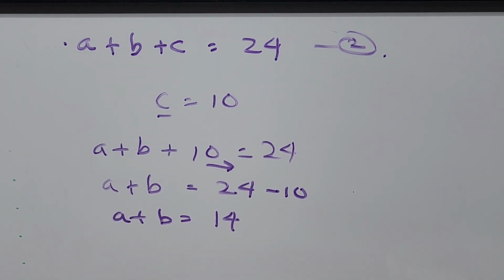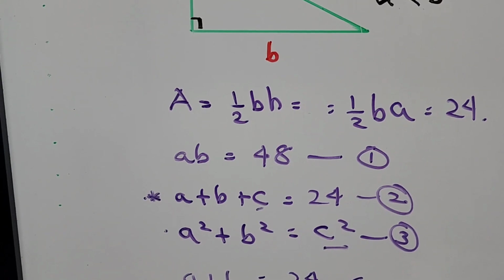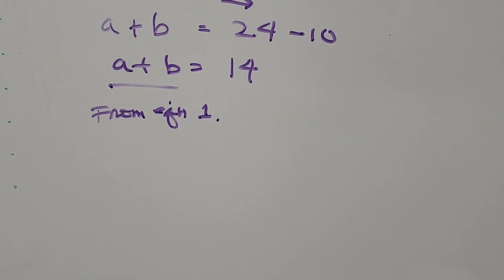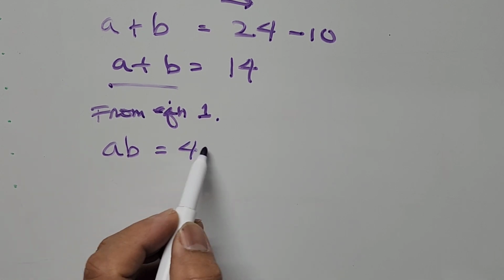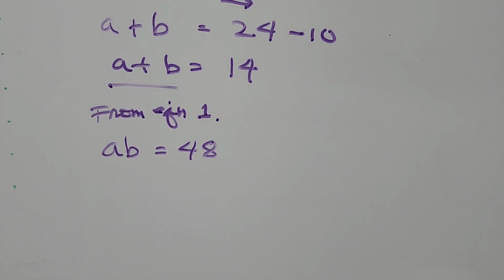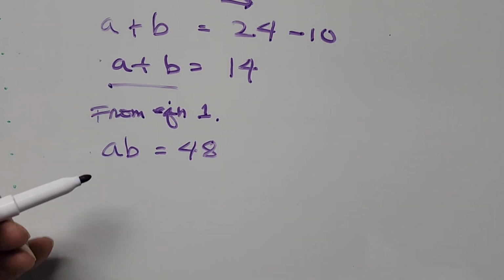So now we have two variables, a and b. So from equation 1 containing a and b, we can solve for the variables a and b, right? So from equation 1, a times b is 48. So we'll be using this equation. So we have a times b equals 48 from equation 1. Two variables, a and b, so we can solve a and b.